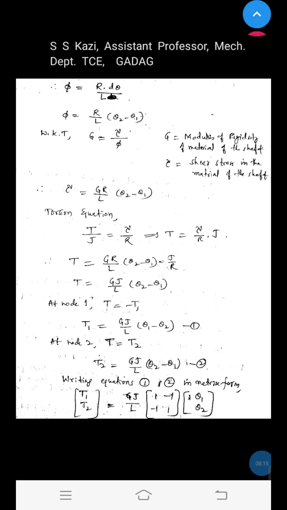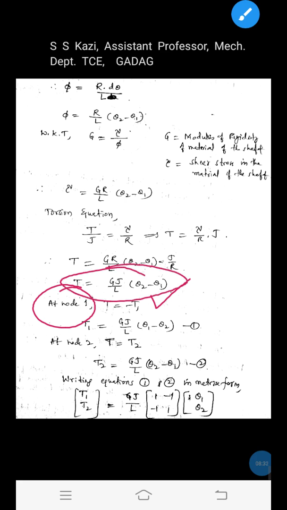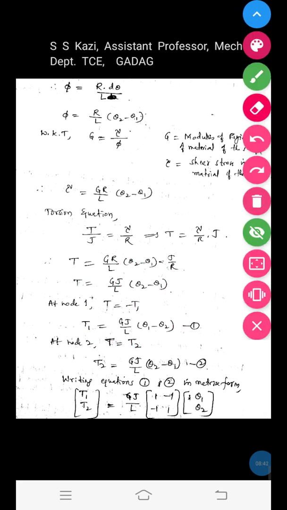Now I will apply the conditions. At node 1, T is equal to minus T1. Why? Because it is the resisting twisting moment, it is opposing, hence I used the negative sign. If you substitute T is equal to minus T1 into this equation, then T1 will become G J by L, theta 1 minus theta 2, because minus of theta 2 minus theta 1 becomes theta 1 minus theta 2. This is the first equation.